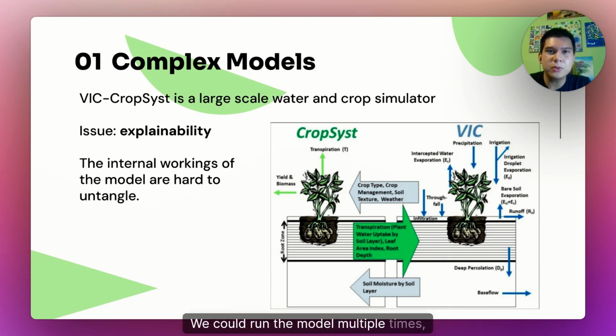We could run the model multiple times, changing the parameters to see how the output changes, but at the scale of a complex model like this, the output data can be hundreds of gigabytes for a single simulation, so it quickly becomes unfeasible. Basically, the model can become a sort of black box. We see the inputs and we see the outputs, but what's happening in between can be difficult to figure out because of the complexity and the scale.